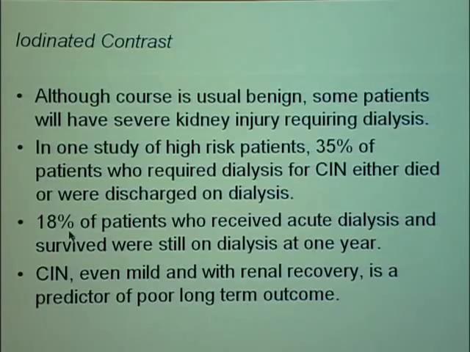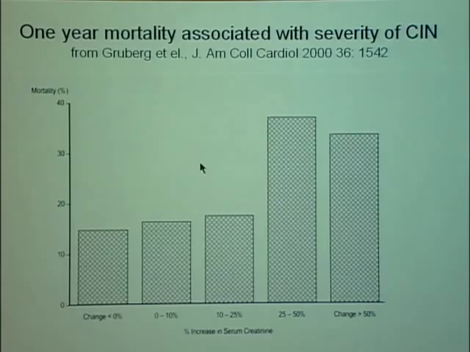And if you use the more permissive identification of contrast-induced nephropathy, even that is a predictor of poor long-term outcome. And this is a retrospective study, looking at people who got contrast-induced nephropathy and their one-year mortality. Now, this is a pretty high-risk population they started with. So you notice that even those patients who had no change in their creatinine following contrast had a 15% mortality in the year. So these patients were very sick, this whole population. But in those patients who had significant contrast-induced nephropathy, they had a dramatically increased mortality over a year.